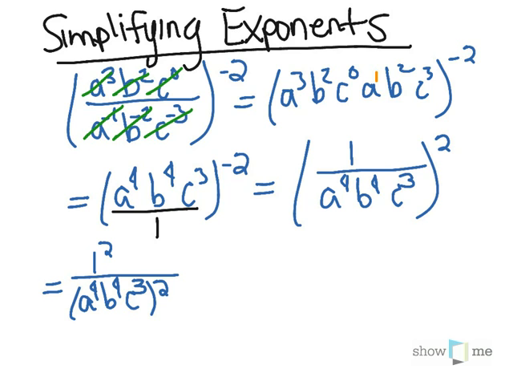And now lastly, I'm going to distribute that 2 to my a to the 4, b to the 4, and c cubed. Since 1 squared is the same thing as 1, I'll just write that as 1. Now I have a to the 8, because 4 times 2 is 8. Similarly, I have b to the 8, and then c to the 6, because 3 times 2 is 6. And now my final answer has all positive exponents, so I am done.